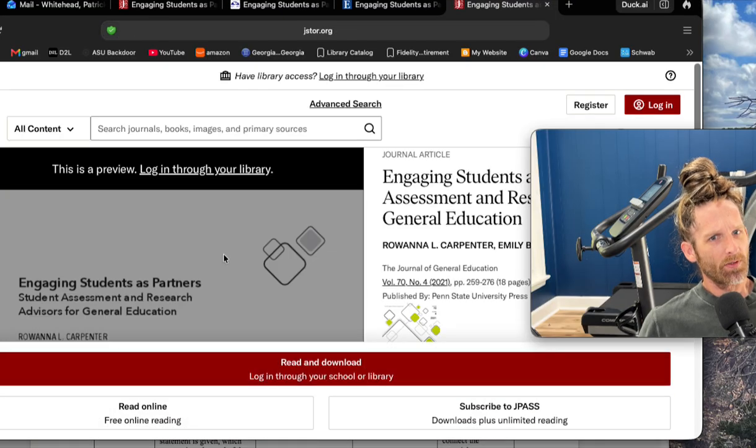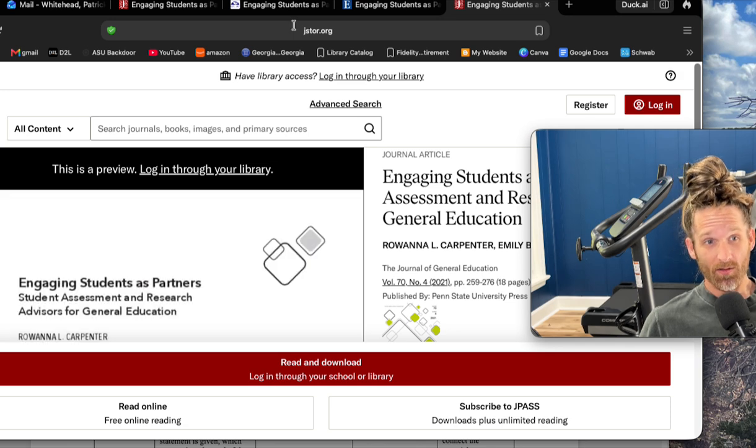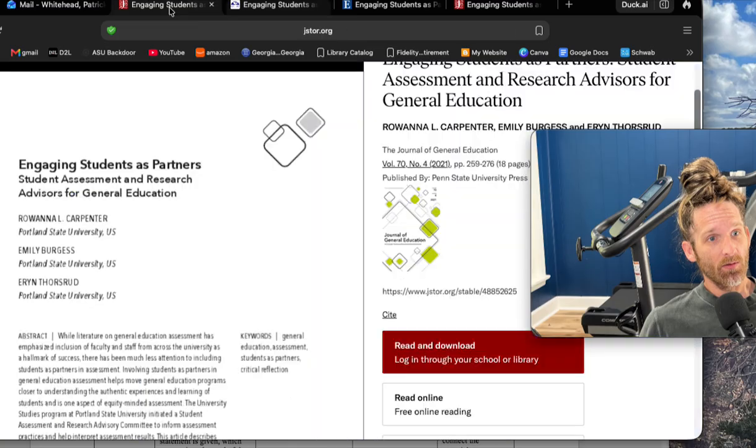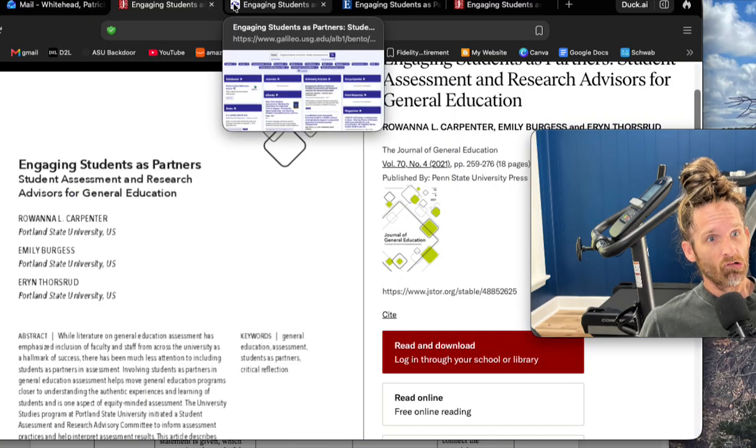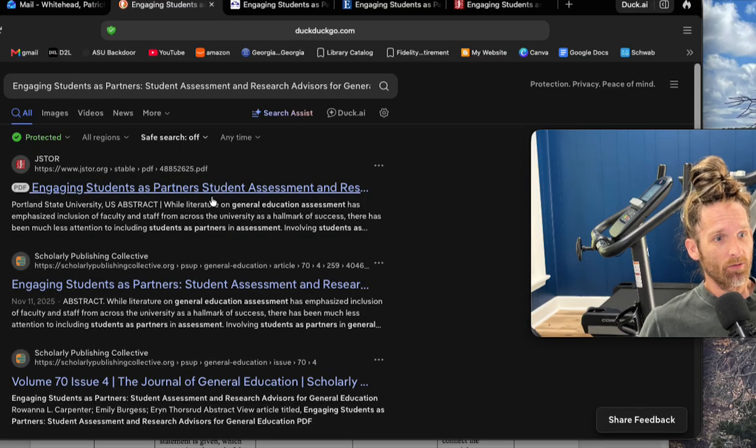All right, same kind of roadblock. I don't have access to this article, which is too bad because it's really good. I'm going to try one more thing. I guess go back to searching for the article.